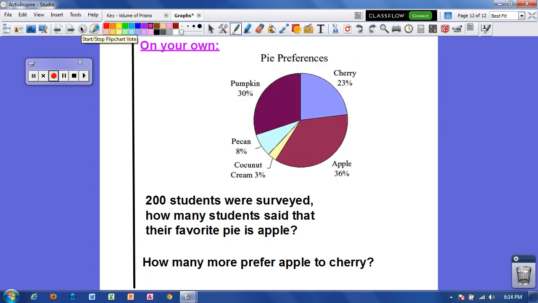Alright, now it is time for you to try. We want you to find how many students say their favorite pie is apple from this circle graph, and then find out how many more students prefer apple to cherry. Make sure you show all of your work so that you can get full credit on your notes.